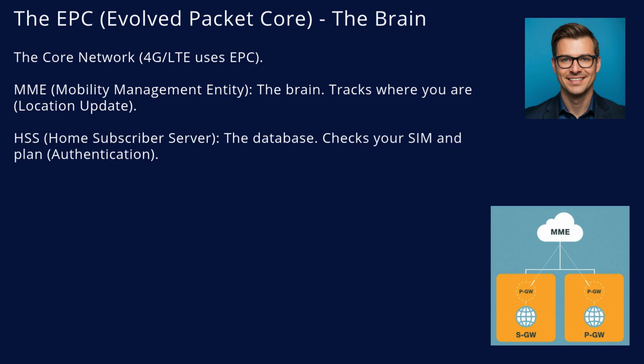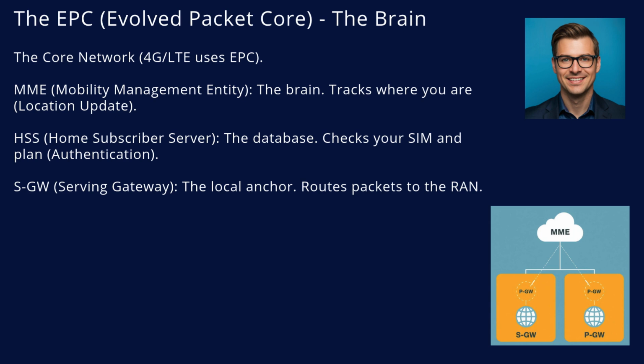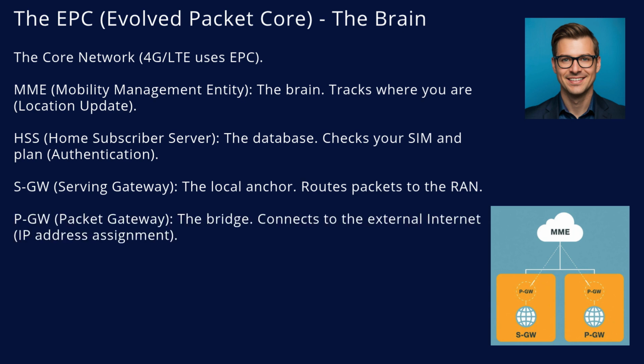The HSS is the database. It checks your SIM card to see if you are a paying customer. The SGW and PGW are the gateways. They act like routers. The PGW acts as your bridge to the internet. It's the device that actually assigns your phone its IP address.